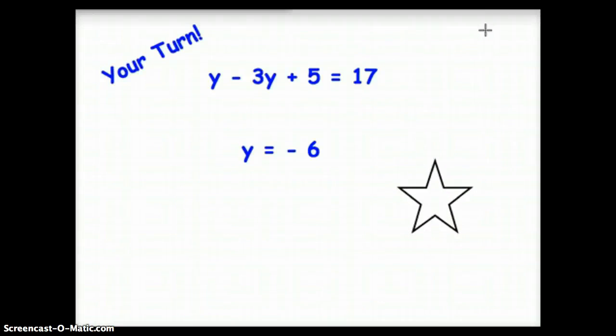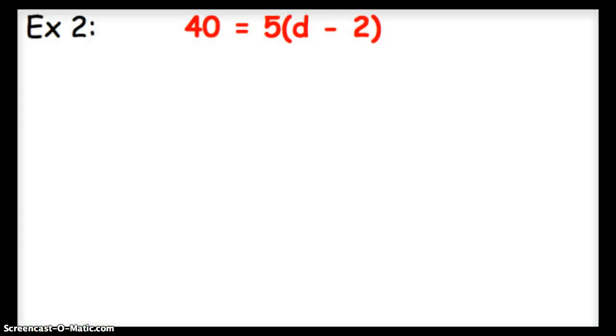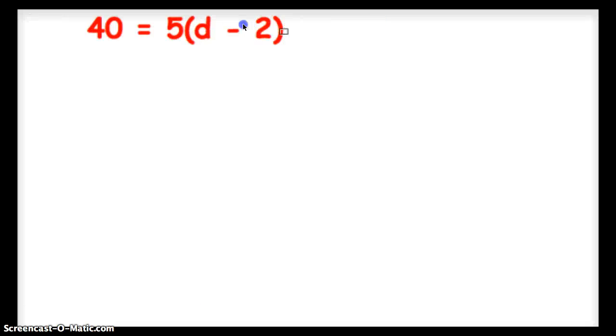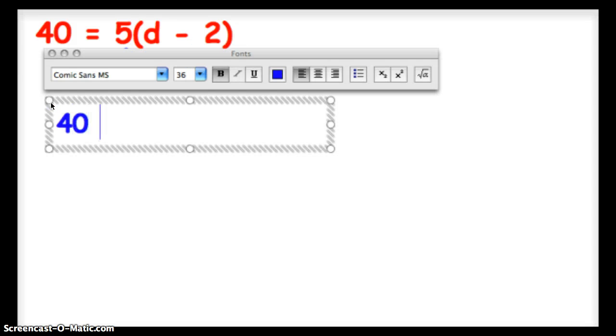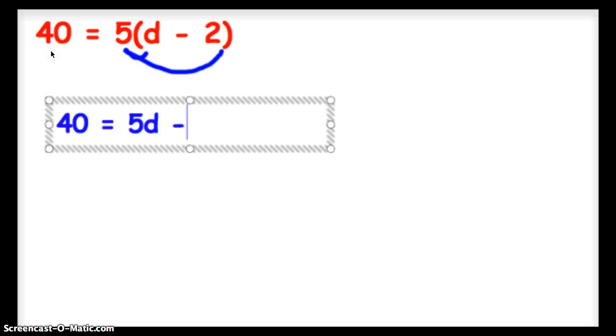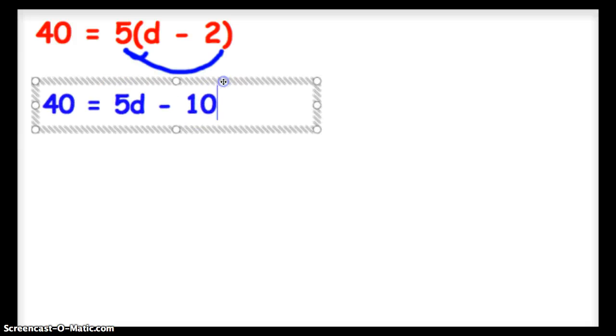hollowed out centered star. For our next example, we've got 40 equals 5 times the difference of d and negative 2. We've got a couple different ways that we can solve this problem. The first way is to distribute the 5. By doing that, we'll end up with 40 equaling 5 times d is 5d, 5 times negative 2 is negative 10. So 40 equals 5d minus 10.